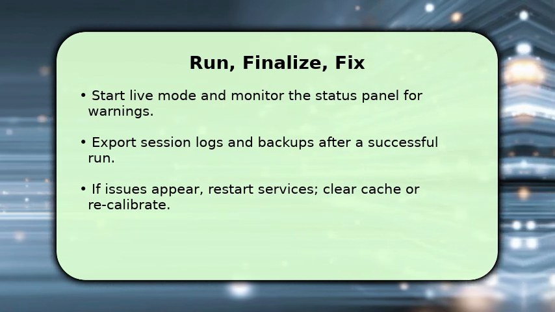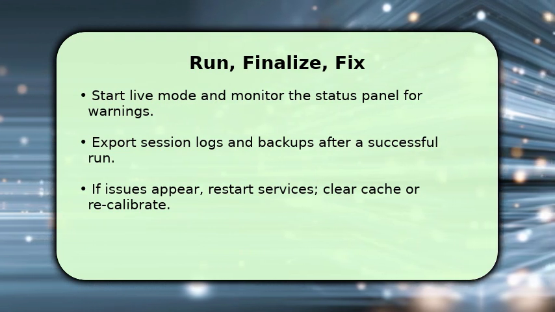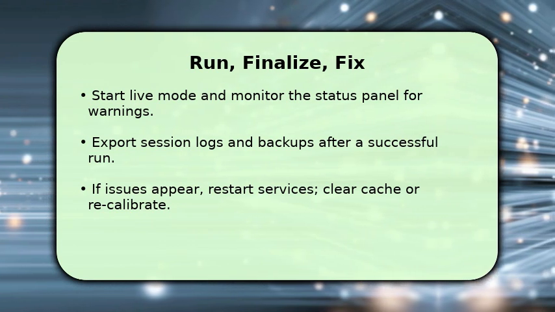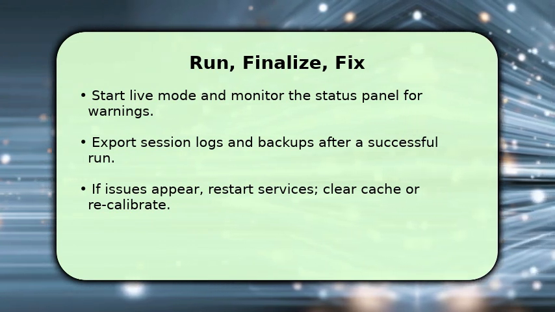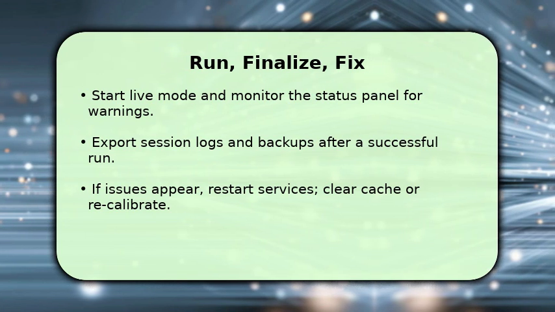If something goes wrong, restart the Panda Go services first, then clear cache and recalibrate sensors. These steps resolve most issues. If problems persist, roll back to the last known good profile and retry. This isolates recent changes quickly.